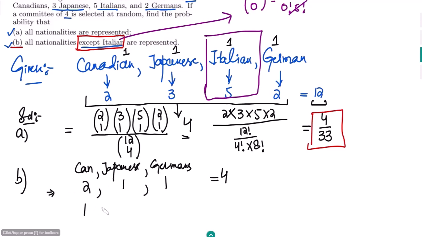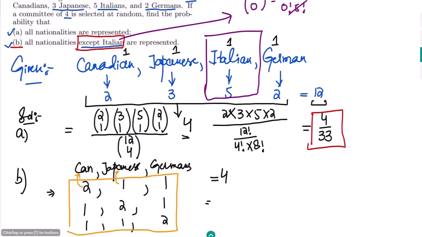Similarly, we can have 1, 2, 1. We can add them and we will see that this will be 4, and also we can have 1, 1, 2. So these are basically the 3 combinations: 2 Canadians, 1 Japanese, 1 German; or 1 Canadian, 2 Japanese, 1 German; or 1 Canadian, 1 Japanese, and 2 Germans. These are the combinations which can be adopted if the Italians are not included.